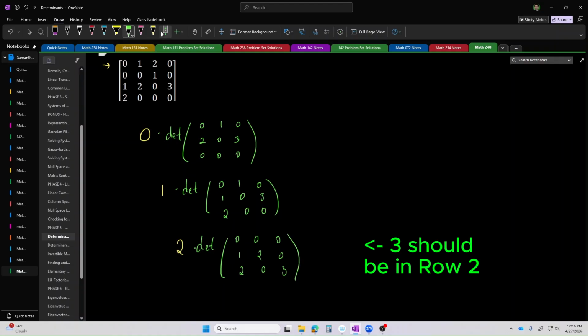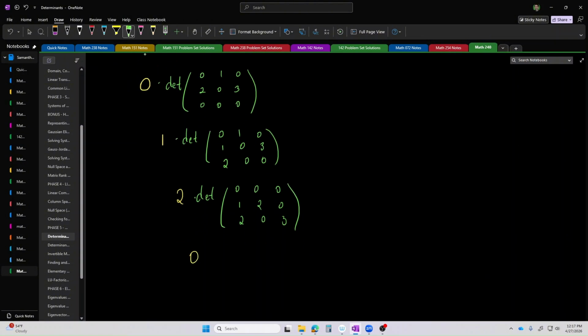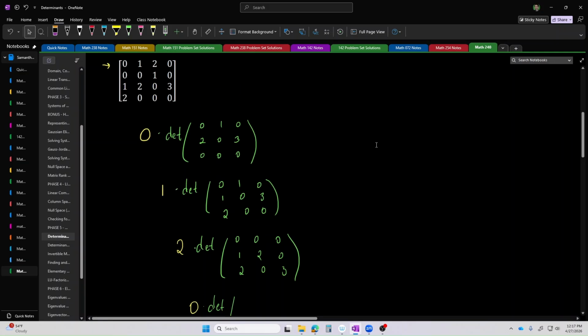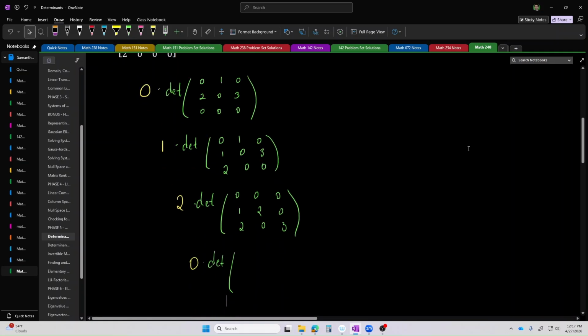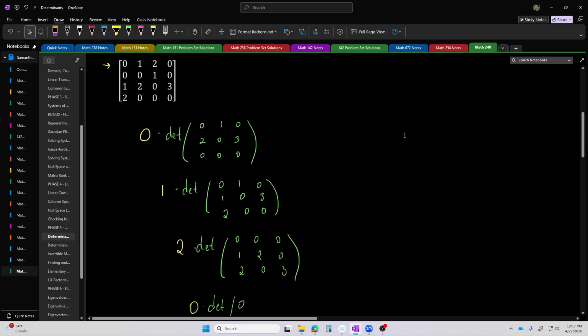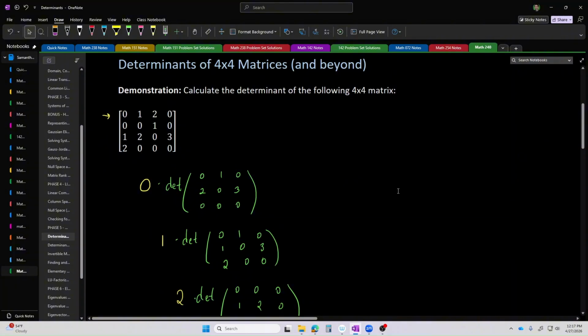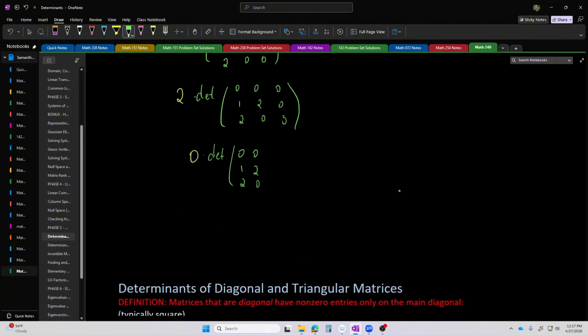And then finally the last entry, 0 in the top row: extract 0 and then block out its row and its column. So that would be 0 times the determinant of 0, 1, 2 in the first column, 0, 2, 0 in the second column, and 1, 0, 0 in the final column.